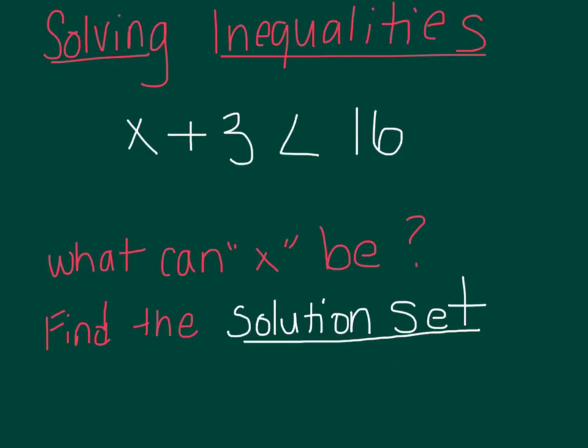The difference between an inequality and an equation is that with an equation you have one answer, one value that the variable can be to make it true. For an inequality, you're going to have a solution set, and that is all the possible numbers that x can be to make this inequality true.